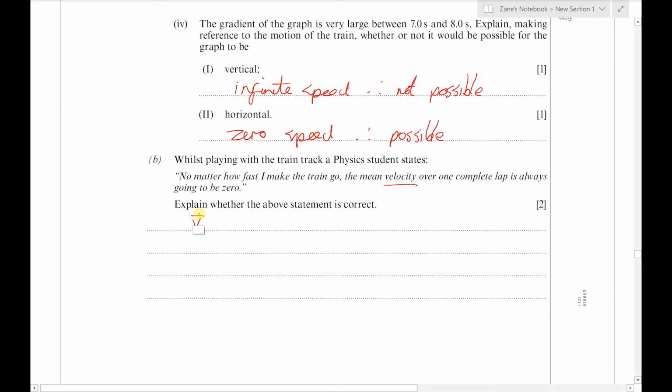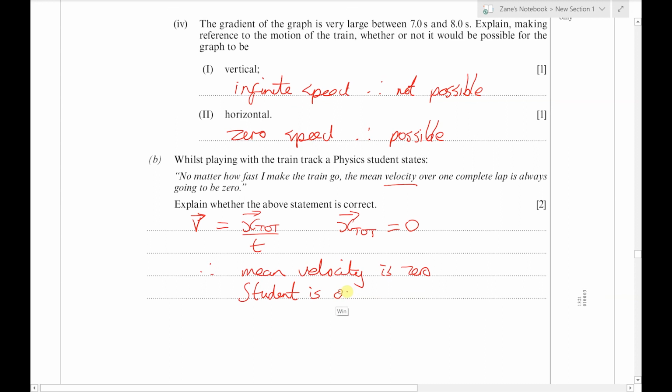Well, velocity is a vector, so I'm going to give it an arrow over the top. Mean velocity is the total displacement, which is also a vector quantity, divided by time. And the total displacement for 1 lap is always 0, because we always end up back where we started. And therefore, the mean velocity is going to be 0 as well. So the student is correct. The important point here was that we're talking about velocity, not speed, and it's displacement, not distance, over time. When we've completed 1 lap, we're back to where we started, so the total displacement is 0.